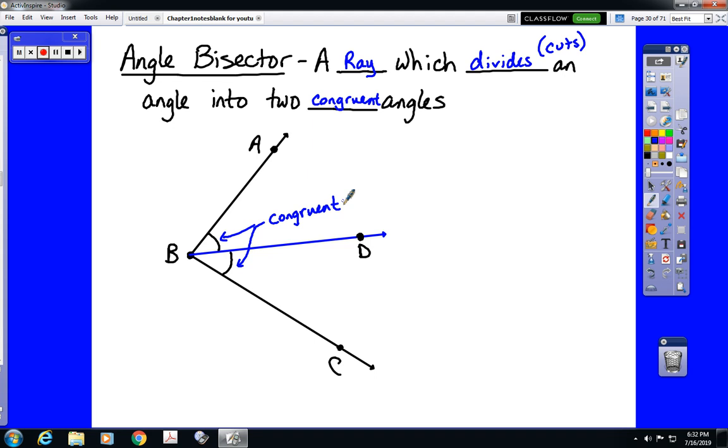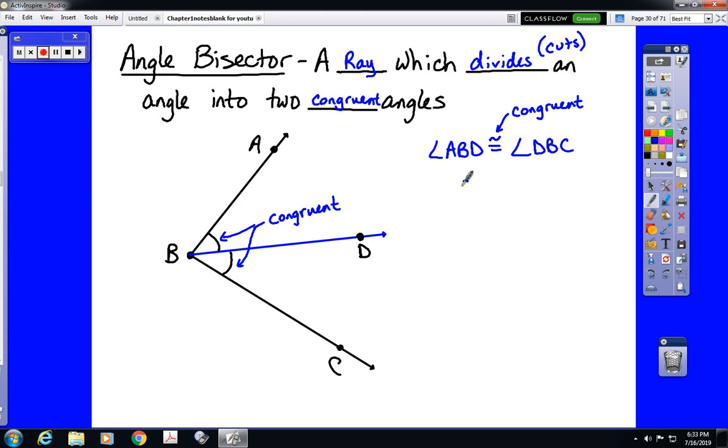So in other words, we have angle ABD is marked as being congruent to angle DBC. Can't remember earlier if I pointed out this symbol. This is the symbol for congruent. Looks a lot like equals because it is a lot like equals. It's not exactly the same, but it's very, very similar.